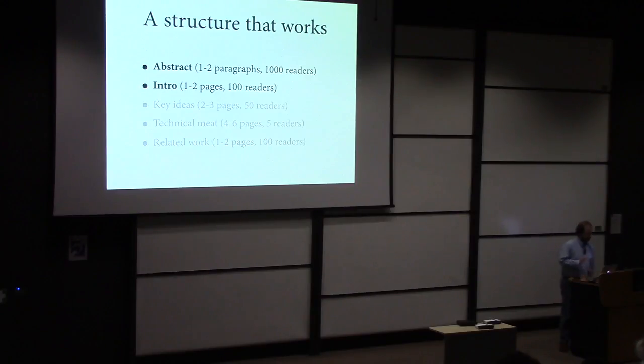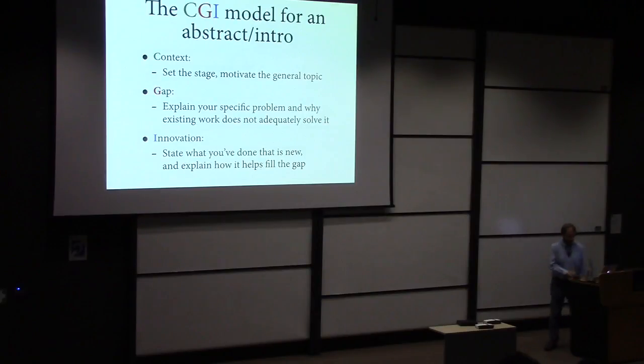Yeah. So let's start with the abstract and the intro. And I'm going to start by talking about the abstract. The basic principles of writing a good abstract, I think, are also relevant to writing a good intro. So the way I write an abstract or intro is using something I call the CGI model. As I'll mention in a minute, there's other ways of setting up an intro. But this is, for me, what has usually worked.